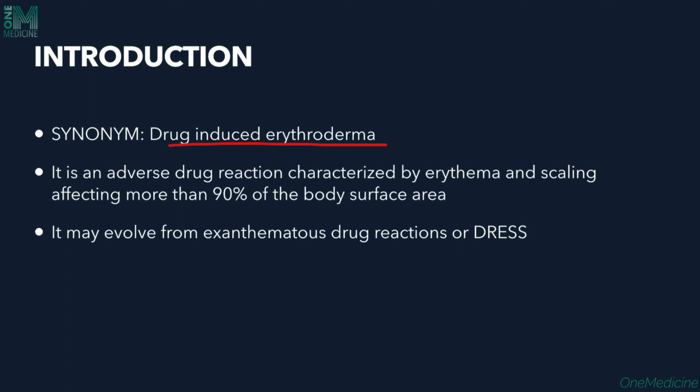So, drug-induced erythroderma is an adverse drug reaction characterized by erythema and scaling, that is redness and scales, which affect more than 90% of the body surface area. That's very important in calling it erythroderma. It may evolve from xanthomatous drug reactions or from DRESS. In the previous video I discussed DRESS, which is drug reaction with eosinophilia and systemic symptoms.